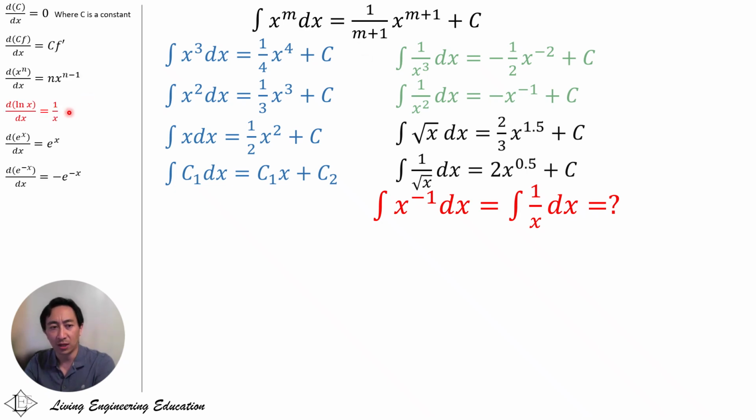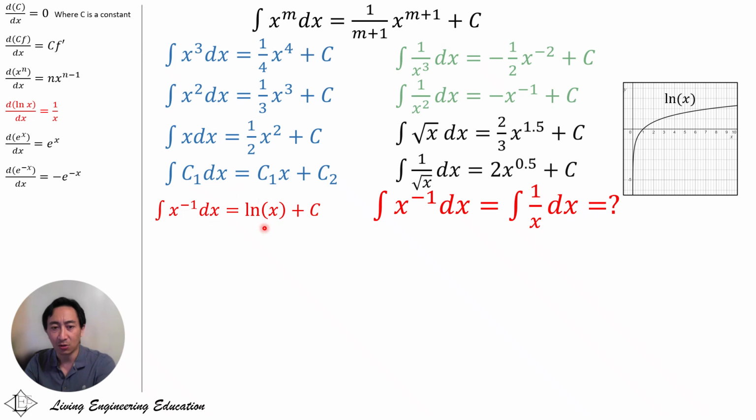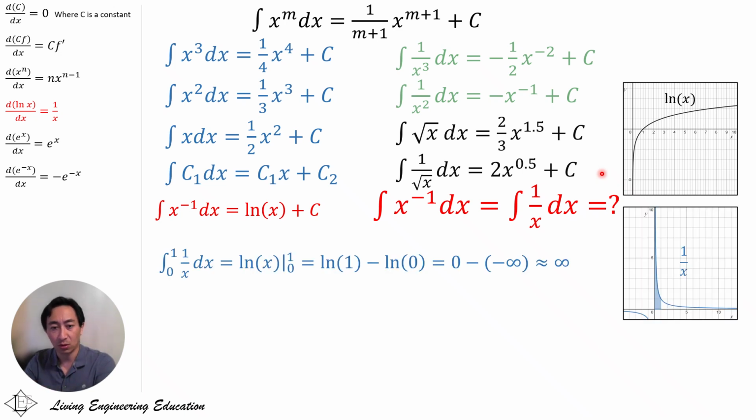Luckily, we've taken the derivative of natural log and found that that was equal to 1 over x. So that means that the integral of 1 over x, or x to the -1, must equal natural log. And here I show you a graph of natural log. Okay, so we can apply definite limits on it, right, to make it a definite integral.